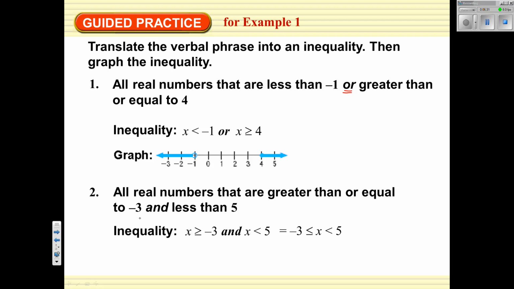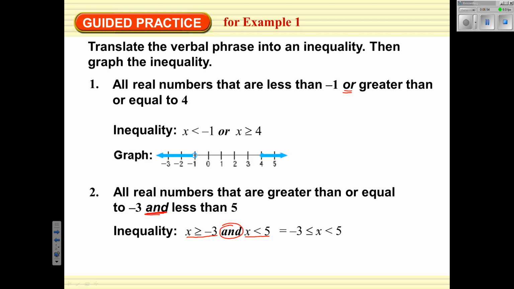Okay. And since this has an and right here, we can write it like this. All real numbers that are greater than or equal to -3. So here's the first part of our inequality, and here's the second part of our inequality. There's the word and. So either way is okay. You can write it with an and, or you can put your variable in the middle.